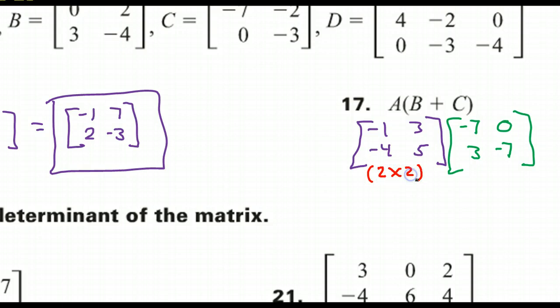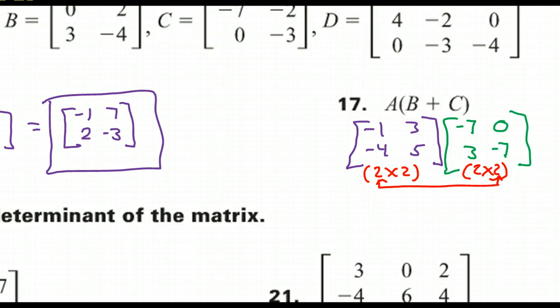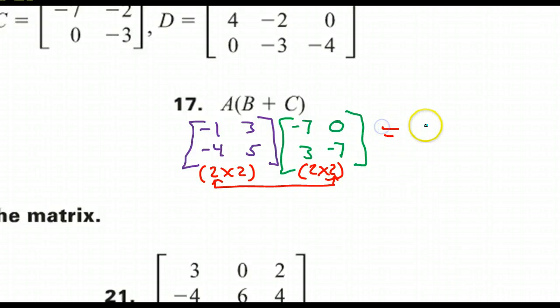This is a 2 by 2 matrix, and this is also a 2 by 2 matrix. Because the inner dimensions are the same, I know that it's possible to multiply. But the outer dimensions tell me the shape of the answer. So my answer is going to be 2 by 2, some sort of 2 by 2 matrix, which I like to label.